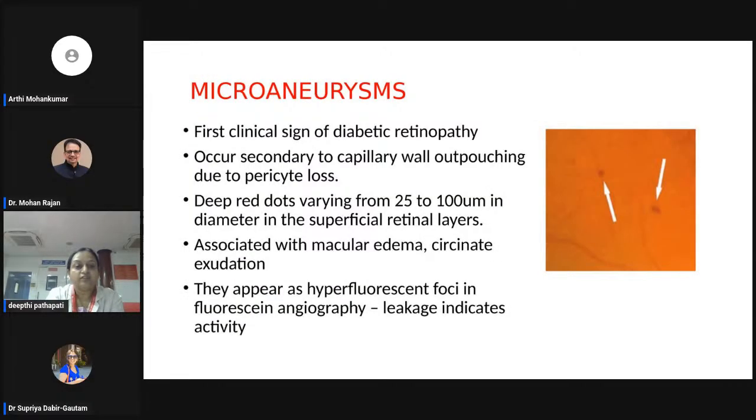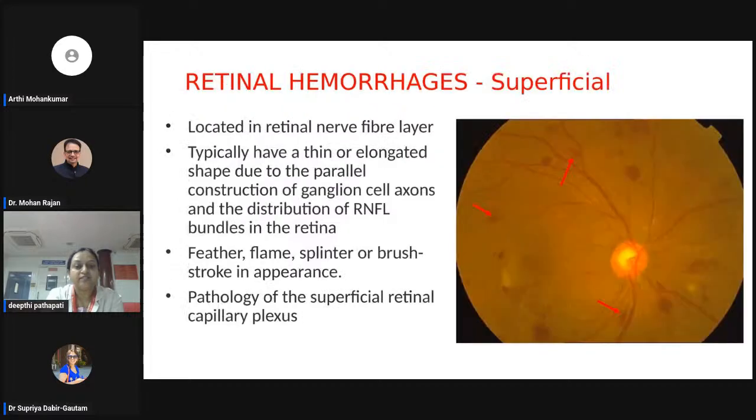Now, coming to the features, microaneurysms. This is the first clinical sign of diabetic retinopathy, and the size could vary from 25 to 100 micrometers. They appear as hypofluorescent foci in fluorescein angiography. The leakage indicates activity. Superficial retinal hemorrhages are located in the retinal nerve fiber layer, typically have a thin elongated shape, and are feather, flame, splinter, or brush stroke in appearance.